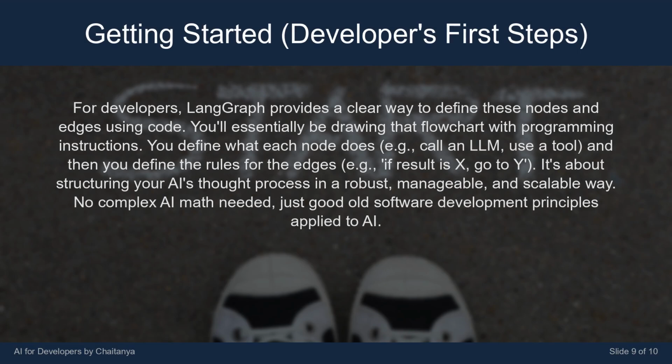For developers, LangGraph provides a clear way to define these nodes and edges using code. You'll essentially be drawing that flowchart with programming instructions. You define what each node does, e.g., call an LLM, use a tool, and then you define the rules for the edges, e.g., if result is X, go to Y. It's about structuring your AI's thought process in a robust, manageable, and scalable way. No complex AI math needed. Just good old software development principles applied to AI.